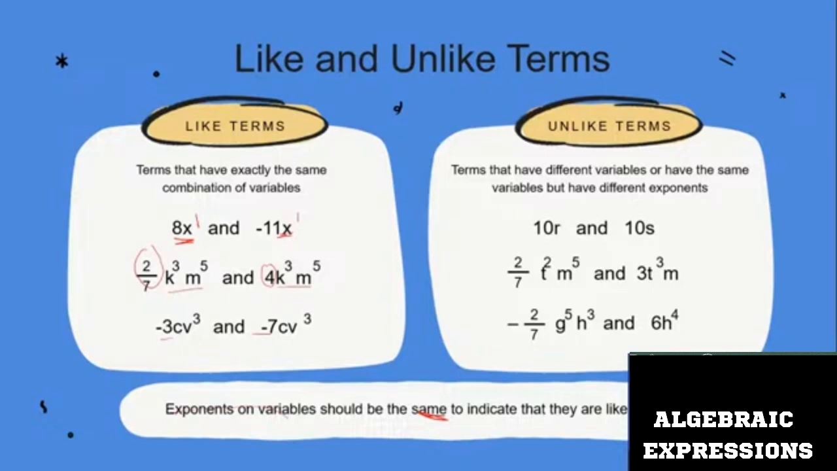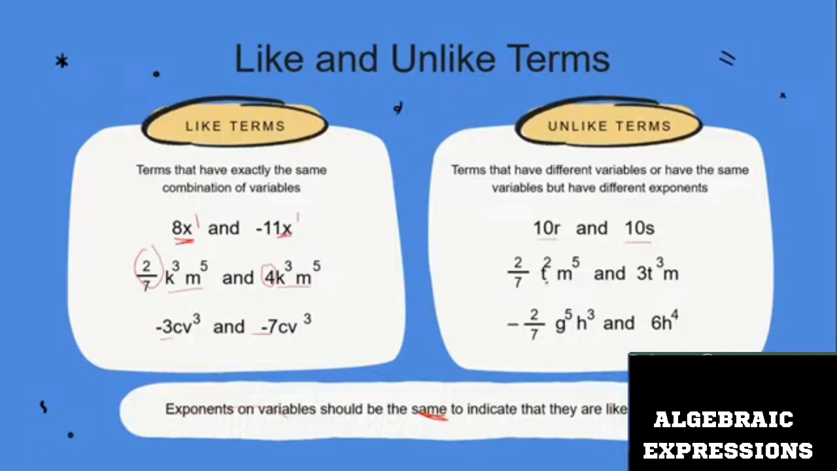Now, unlike terms means that the terms have either different variables, or they may have the same variables but with different powers. The first case is very simple: 10r and 10s. Even though the coefficients are the same, the unknowns are different, with r here and s here, so these are unlike terms, and we cannot add them.